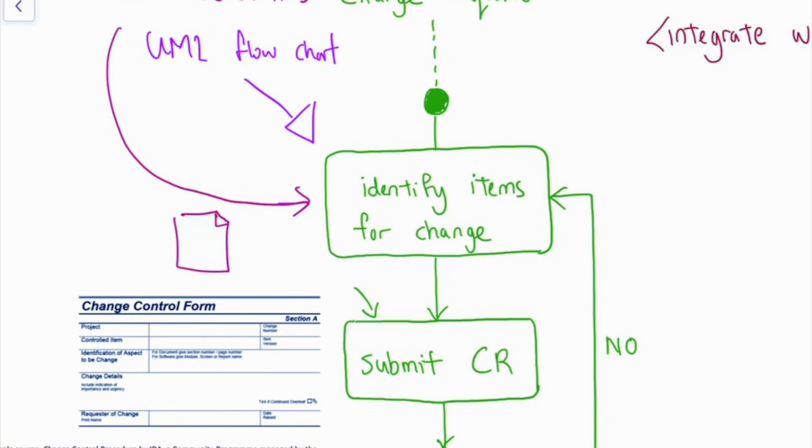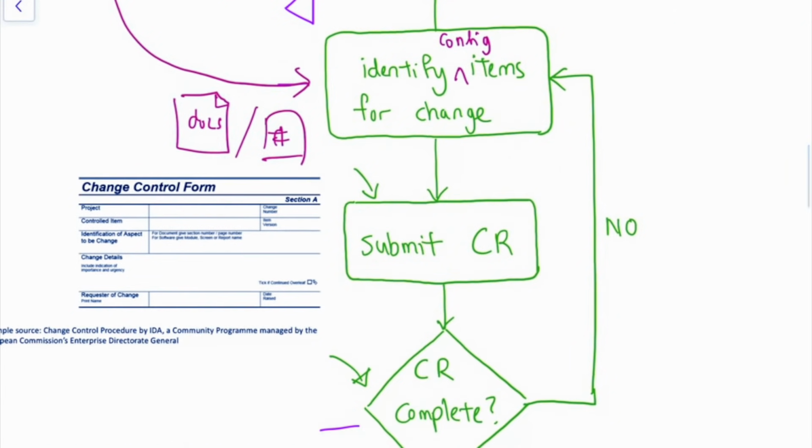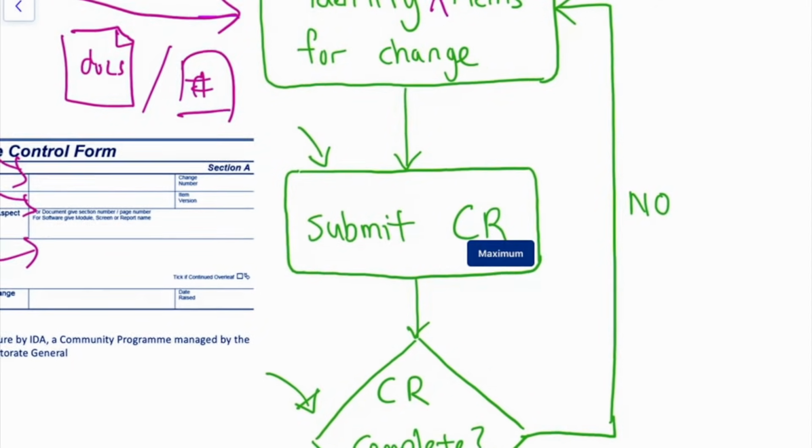Okay, whether it is documents or source code and so on. So you need to identify all the items that are related, config items, in fact. Configuration items that are supposed to be part of this change, and then you write all of that inside some form or system, and then submit the change request.